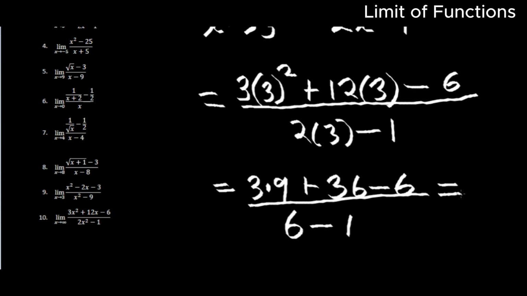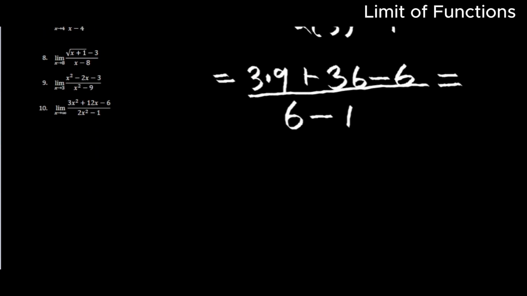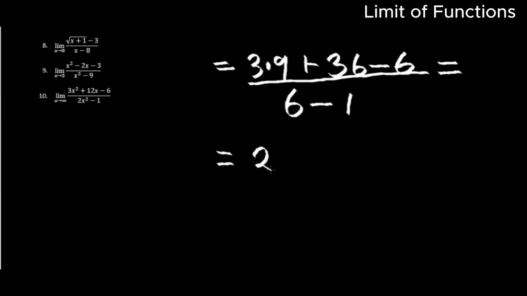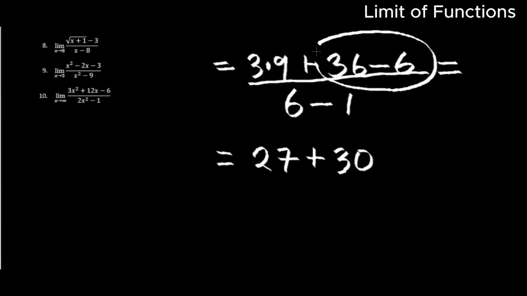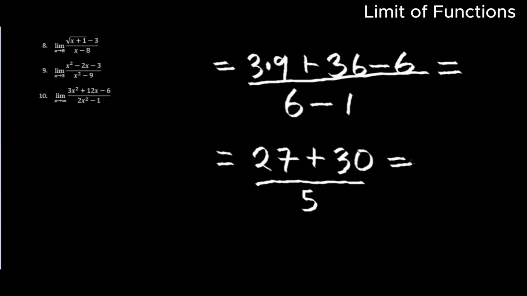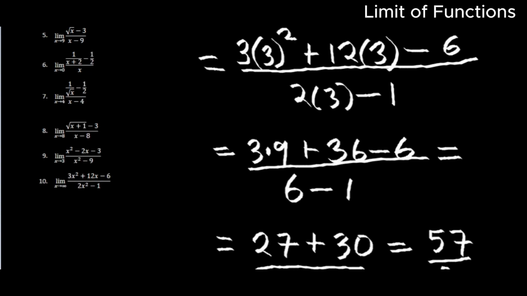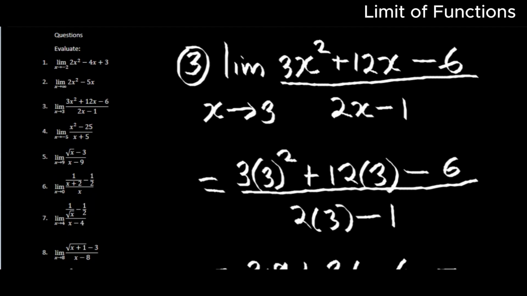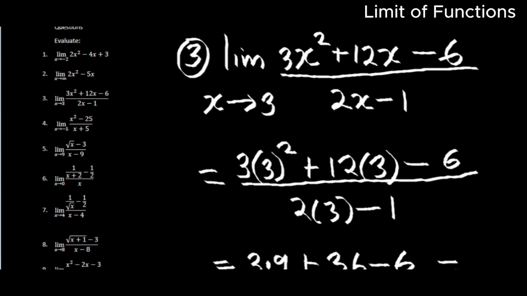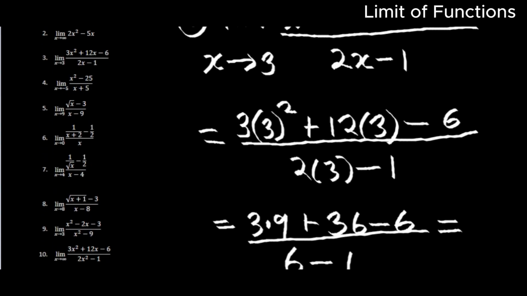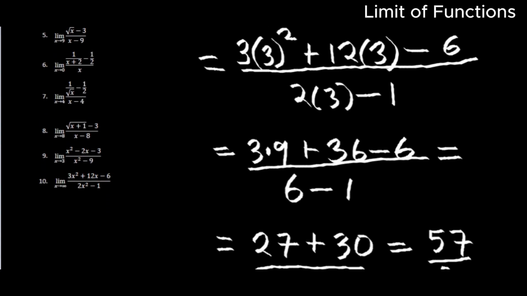Now this is going to be 27. 3 times 9 is 27, plus 30, taking away 6 from 36, all over 5. So this will give me 57 over 5. Now it's as simple as this. Please, at every point you are lost, just pause the video and check them critically step by step, and you can replay as many times as possible until you've gotten the secret. Now let's quickly go and solve question 4.